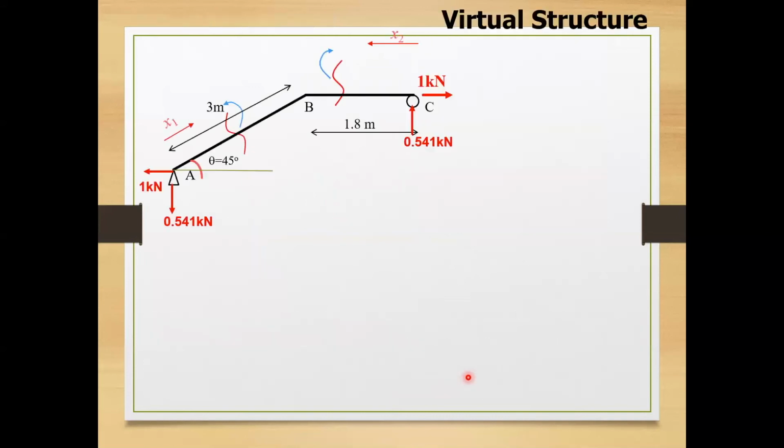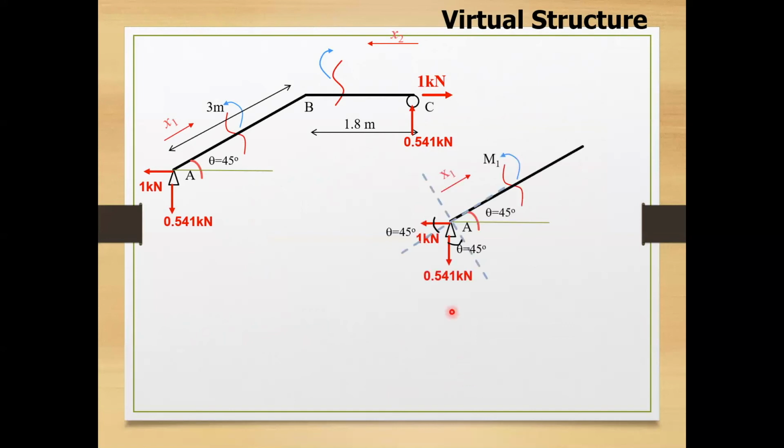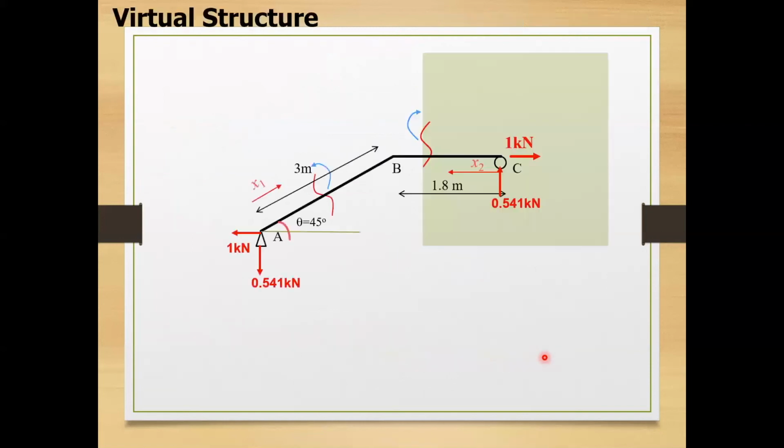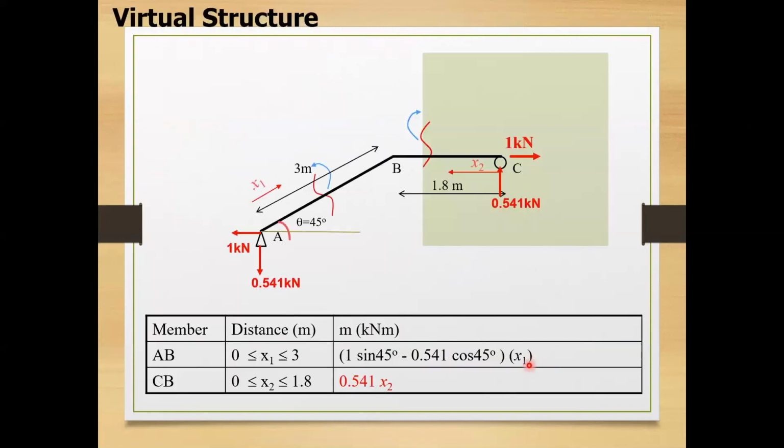For virtual structure, the same section applied. Support reaction that we have obtained earlier can be put into the system for further analysis. Again, we need to resolve for the support reactions at A, and the forces that acting perpendicular to the system is of our interest. Now is your turn to solve for the moment equation indicated as small letter m for section AB for this virtual structure, and for section CB.